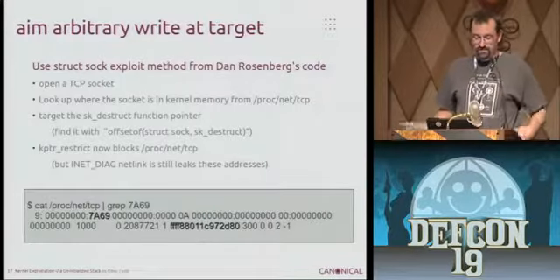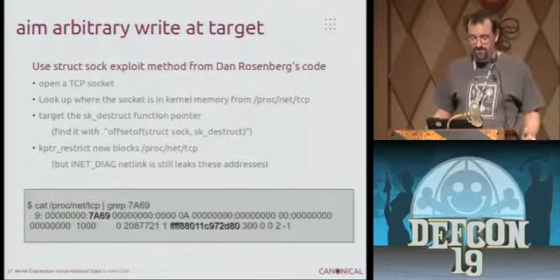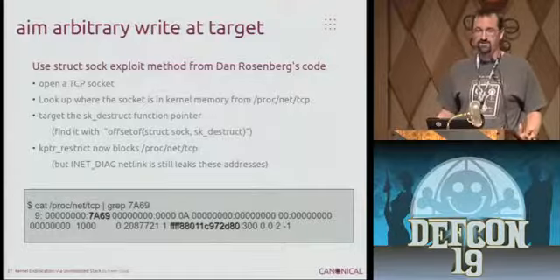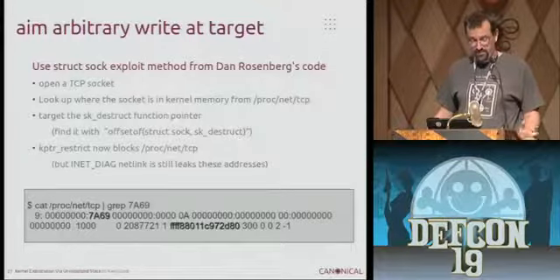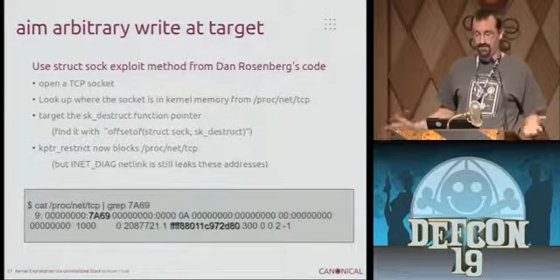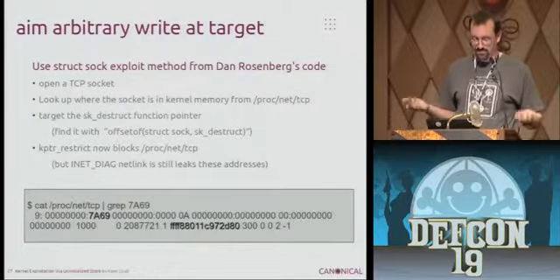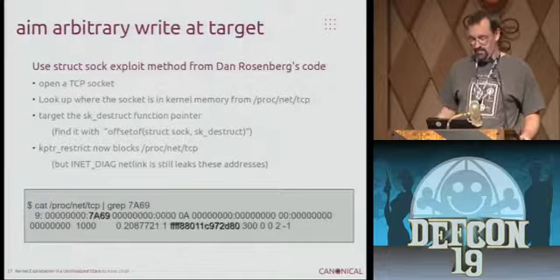I used the sock struct exploit from Dan Rosenberg's code recently, and you basically open up a socket and it shows up in procnet TCP. In bold is the first, the port that I'm listening on in hex, and the other bold value is the actual kernel location of the socket that you need to target. So you just ask the kernel nicely for what you want to overflow, or overwrite rather.